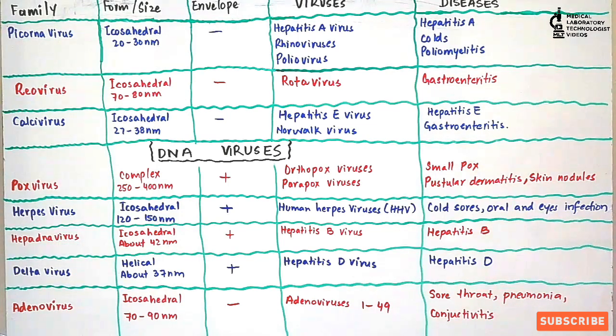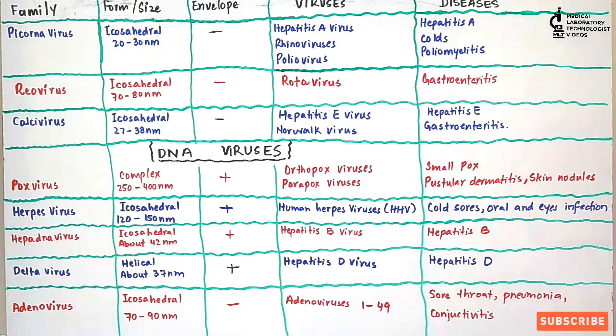Now we will move towards the DNA virus families. The first DNA virus family is poxvirus, which is complex in shape, 250 to 400 nanometers in size, and contains an envelope. The viruses in this family are orthopox viruses and parapox viruses. There are different viruses included in orthopox and parapox viruses.